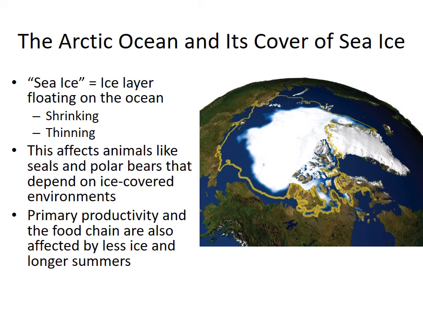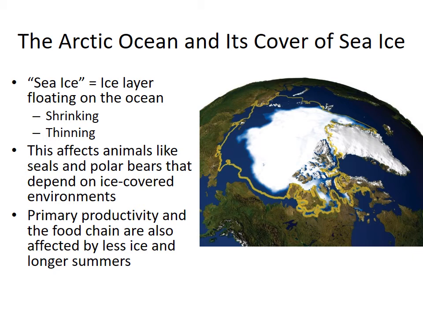Some of the most significant parts of the marine environment when it comes to climate change are the parts of the marine environment that are seasonally covered in ice. So the Arctic Ocean and the Antarctic Ocean that have seasonal and permanent sea ice are really susceptible to climate change. So sea ice is the layer of ice that's floating on the ocean. It's usually from 1 to 2 meters thick.